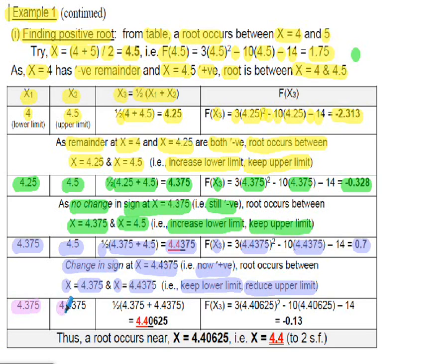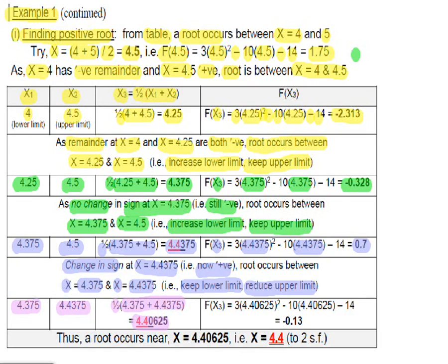4.375 to 4.4375. Again, we can work out the average of the x1, x2 to give us the x3, and that works out to be 4.40625. What we now notice is that from the third iteration, the x3 value was 4.4375, and from our fourth iteration, the x3 value is 4.40625.